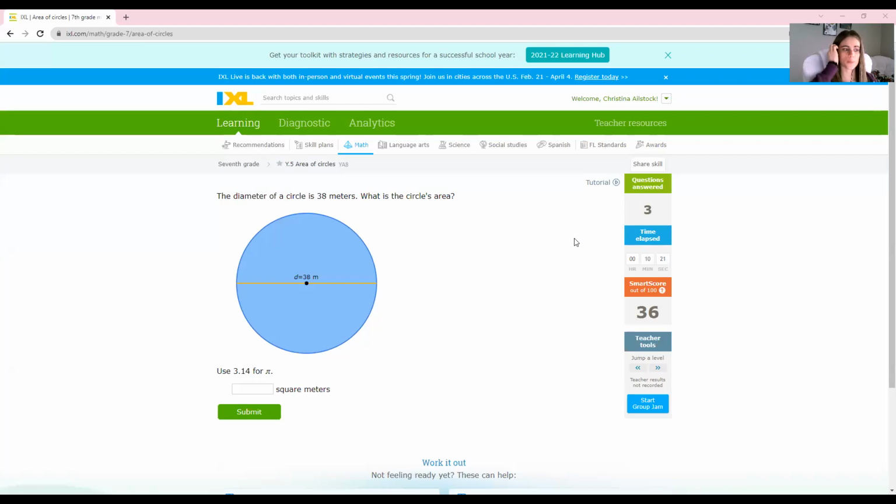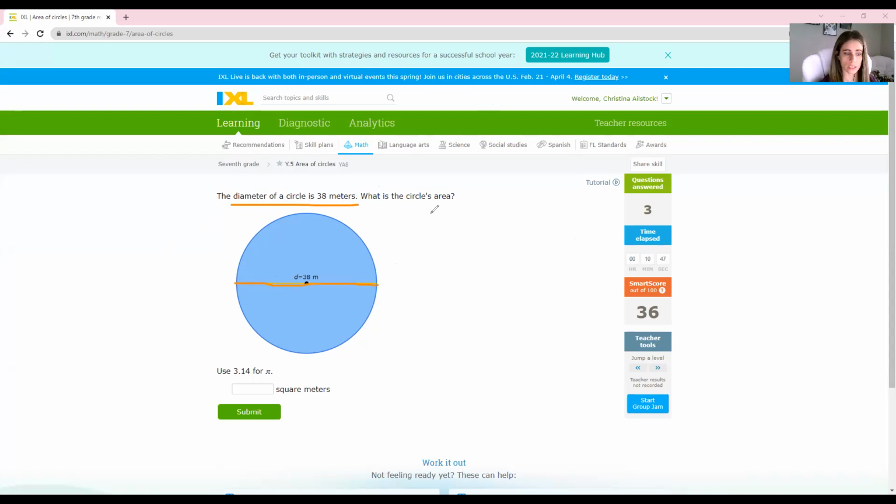Awesome. All right, so we have bumped it up a notch here. The diameter of a circle is 38 meters. What is the circle's area? So this is the first one we've had like this. It's giving us the diameter. So not only does it tell us it's the diameter, if we look at our diagram here, notice that it goes all the way across.